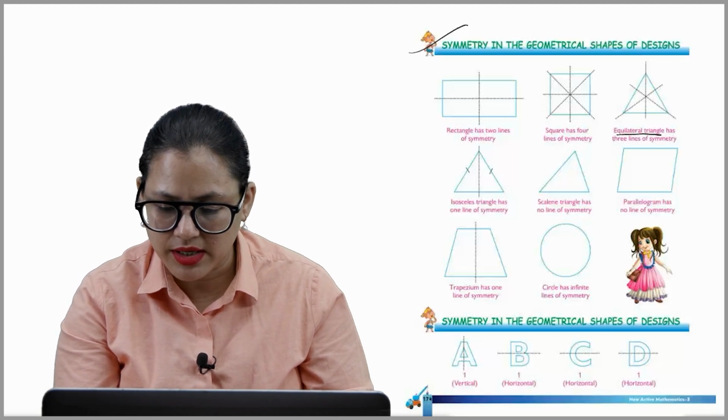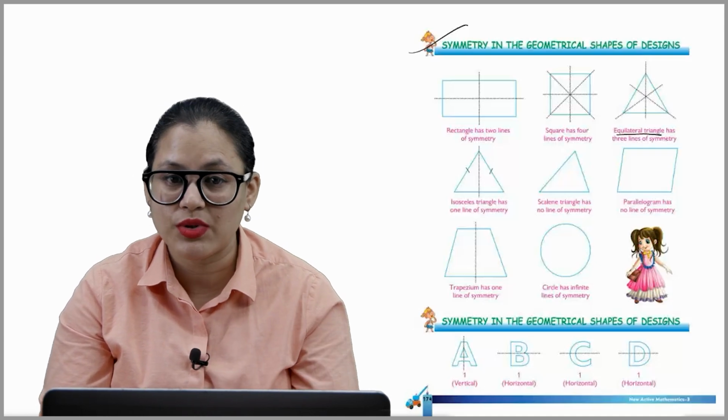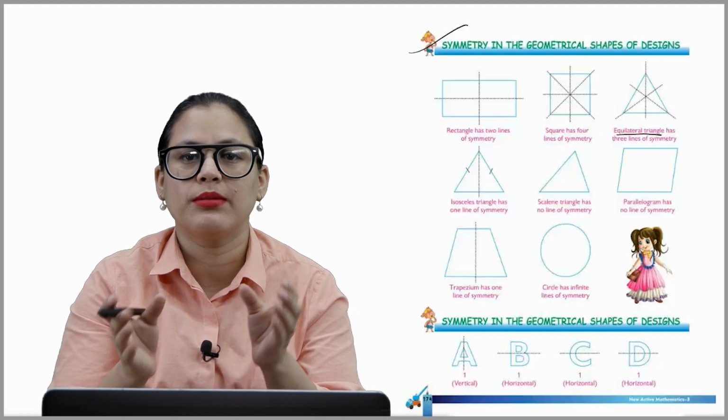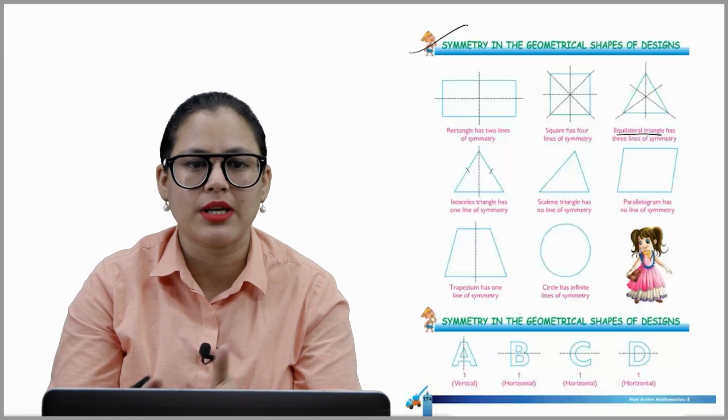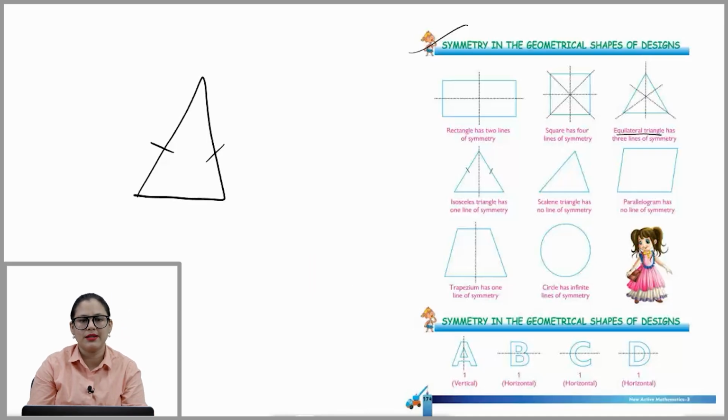Equilateral triangle. Equilateral triangle means a triangle which has 3 equal sides. It has 3 lines of symmetry. Isosceles triangle has 1 line of symmetry. Isosceles triangle means it has 2 sides equal. In an isosceles triangle, opposite sides are equal and the third side is unequal. So, it has 1 line of symmetry. And a scalene triangle has no line of symmetry. Why? Because no sides are equal to each other. Parallelogram has no line of symmetry. This is a parallelogram. Trapezium has one line of symmetry and circle has infinite lines of symmetry.